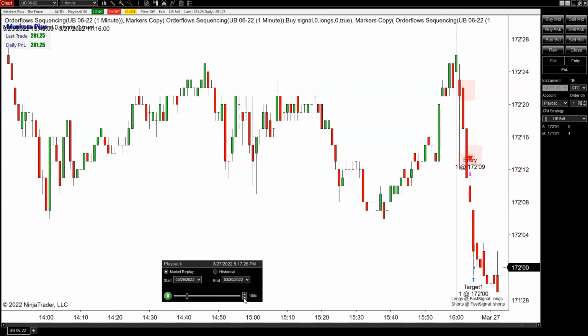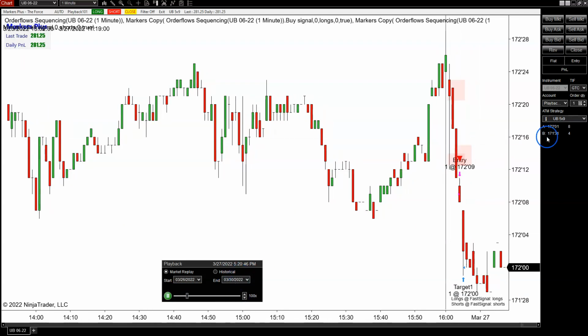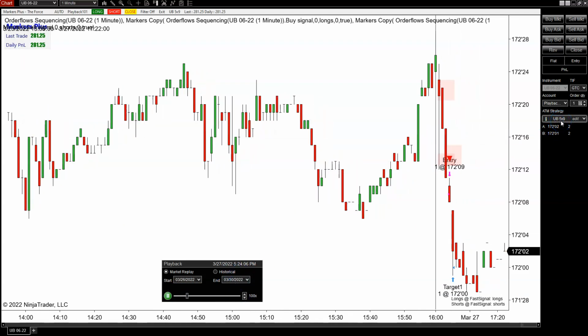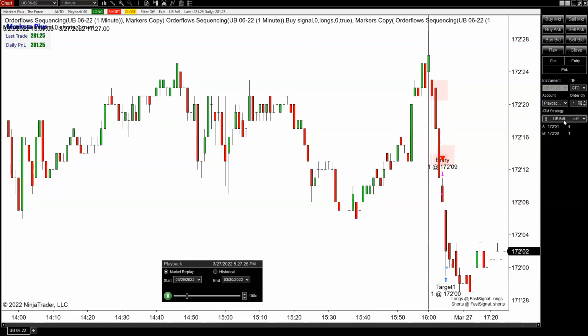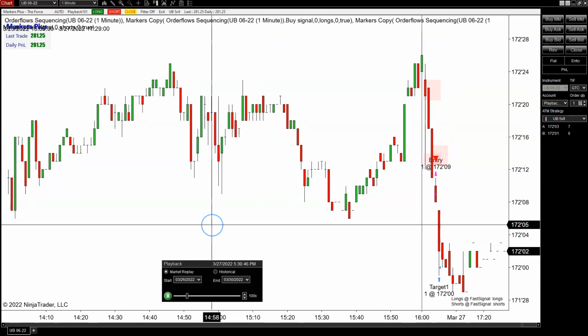Okay, so it's starting up. All right, so again, I have a stop level of 5 ticks, take profit of 9 ticks.